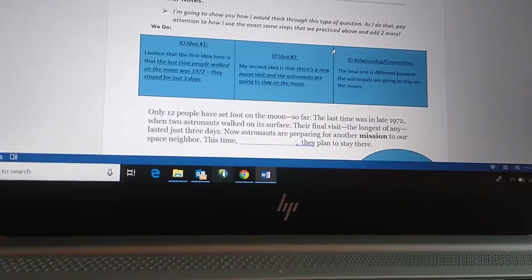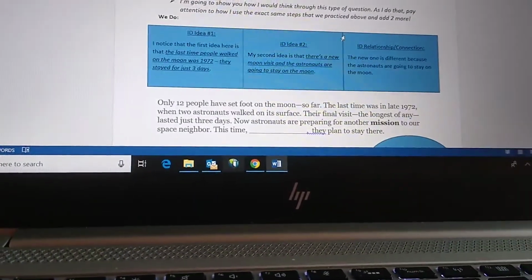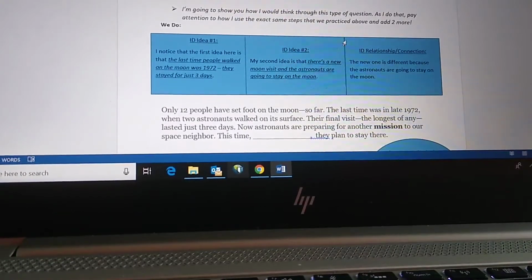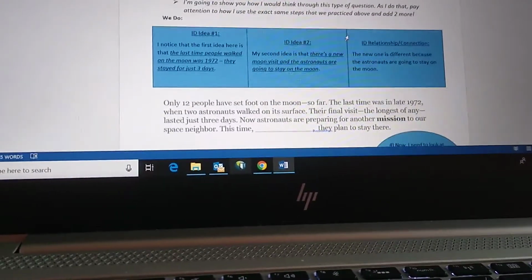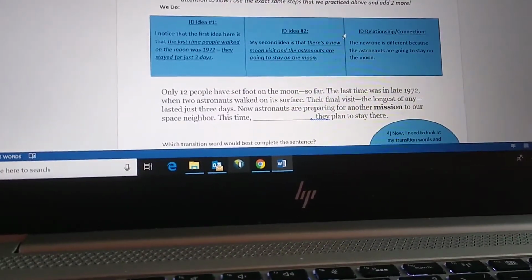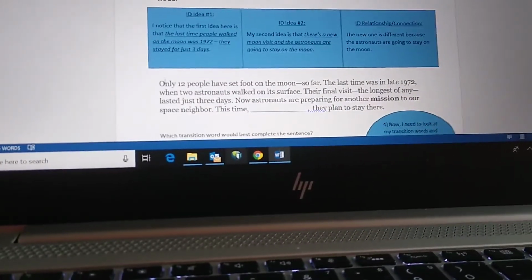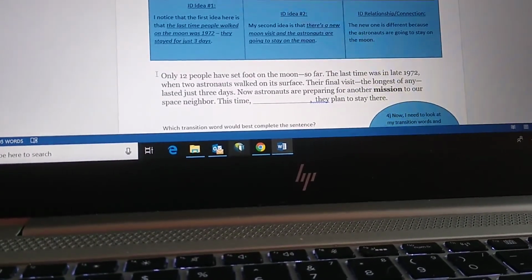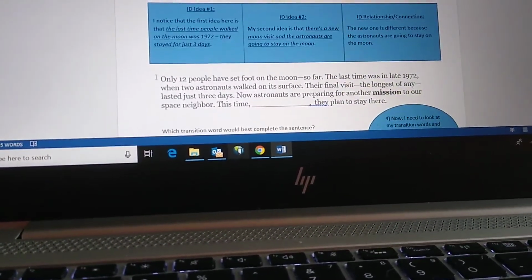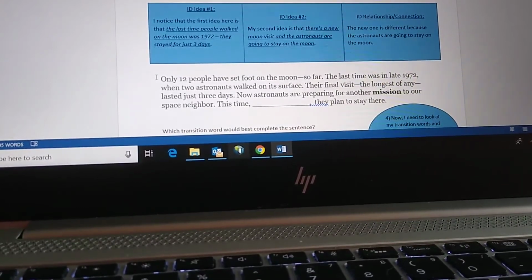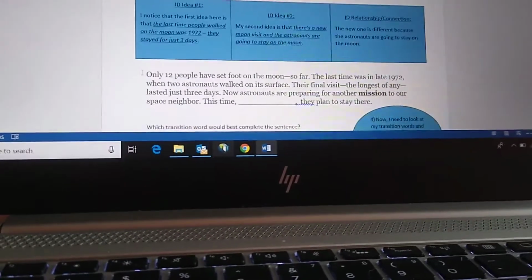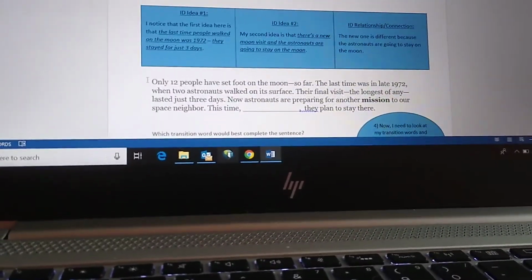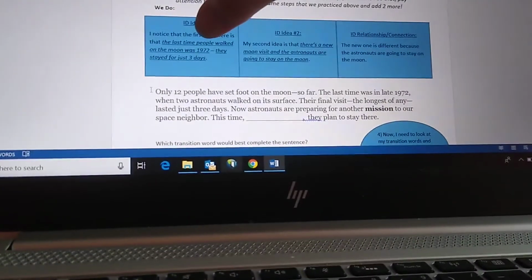So the first step here is idea number 1. I notice that the first idea here is that the last time people walked on the moon was 1972. They stayed for just 3 days. So we're using this paragraph down here. It says, only 12 people have set foot on the moon so far. The last time was in late 1972 when 2 astronauts walked on the surface. Their final visit, the longest of any, lasted just 3 days. So that's idea number 1.